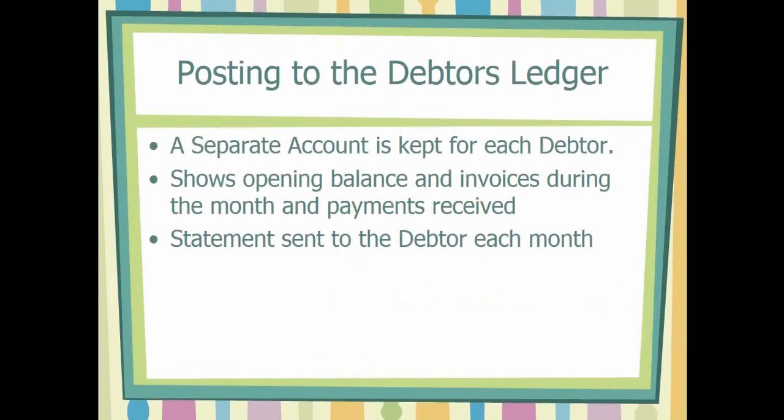Okay, so posting to the debtors ledger. This is a very special ledger. Every single debtor in your business has their own ledger account, so that you can see at any stage how much they owe you. At the end of the month, each debtor will get a statement showing what their opening balance was, how many things they bought from us during the month, and how many payments we received.